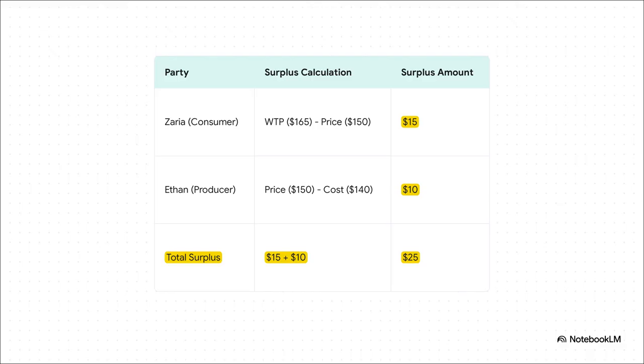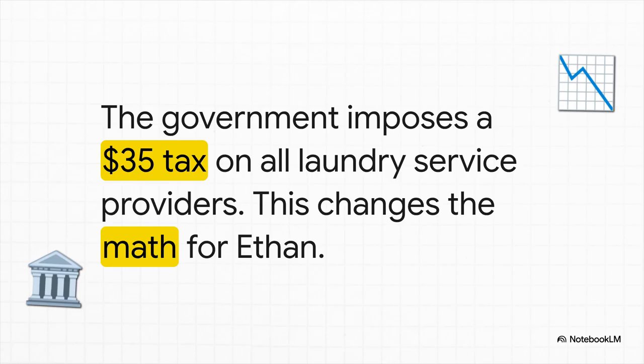Zarya was ready to pay $165, but only paid $150. That's $15 of extra value for her. That's her consumer surplus. Ethan's cost was $140, but he got $150. That's $10 of value for him, his producer surplus. So together, just by making a deal, they literally created $25 of economic value out of thin air. It's like magic.